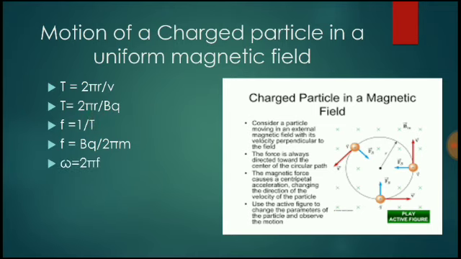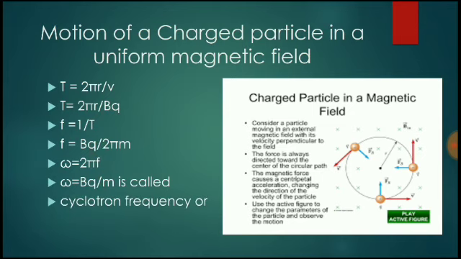And omega is equal to 2 pi f, the angular velocity of the charged particle in circular motion. And omega is equal to Bq divided by m. If you substitute the f value in this equation, you will get Bq by m. That is called the cyclotron frequency. Which frequency? Cyclotron frequency, or gyro frequency. Right?